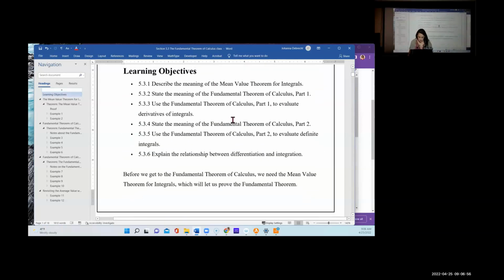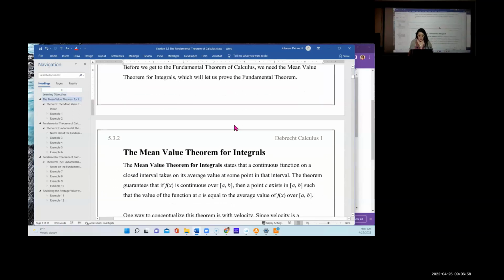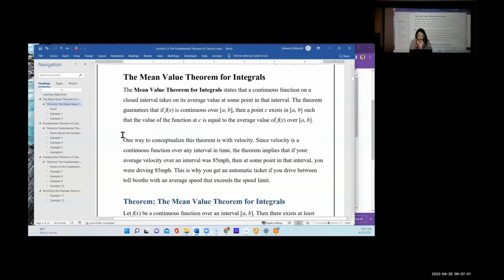So what we're going to start with is the mean value theorem for integrals. Now, we've already studied the mean value theorem, but the mean value theorem for integrals is slightly different. The mean value theorem is the one that says if you have a continuous function, and it's differentiable over an interval, then there has to be a point C between A and B where the slope of the tangent line is equal to the slope of the secant line. That's the mean value theorem, right? Slope of the tangent line equals slope of the secant line.